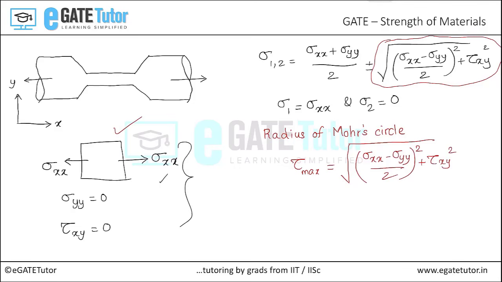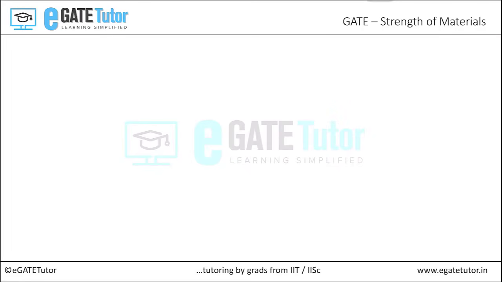For the considered biaxial state of stress system, this radius of Mohr's circle, or in other terms the maximum shear stress, becomes sigma xx by 2. But we all know that sigma xx is equal to sigma 1, so this can be written as sigma 1 by 2. From the statement, when the yielding starts, the applied load, which is the maximum principal stress, will be equal to the yield stress in tension. When we replace this in the previous equation, the expression for maximum shear stress becomes sigma yt by 2.